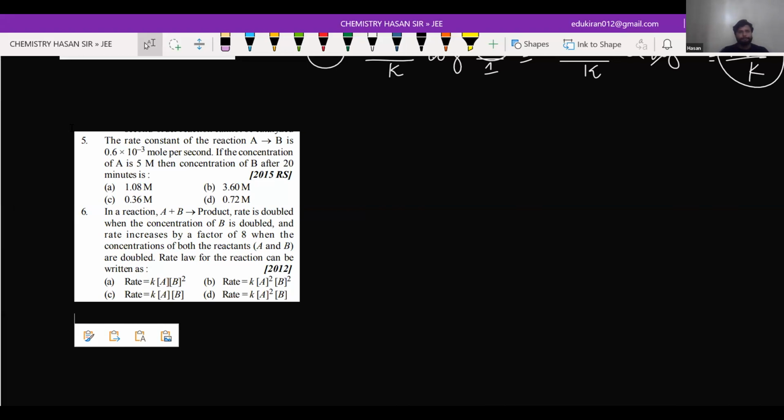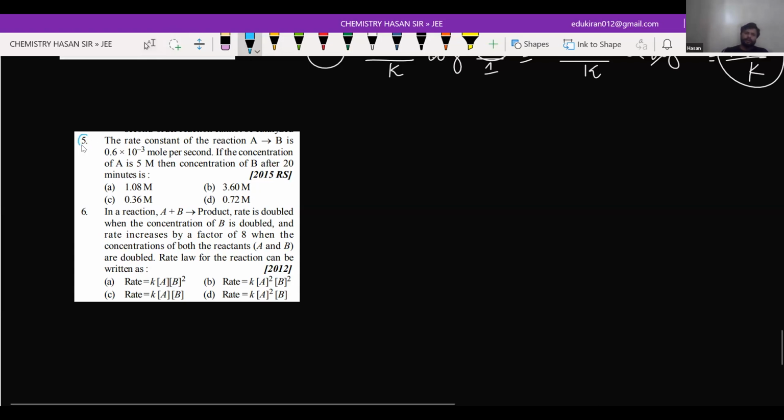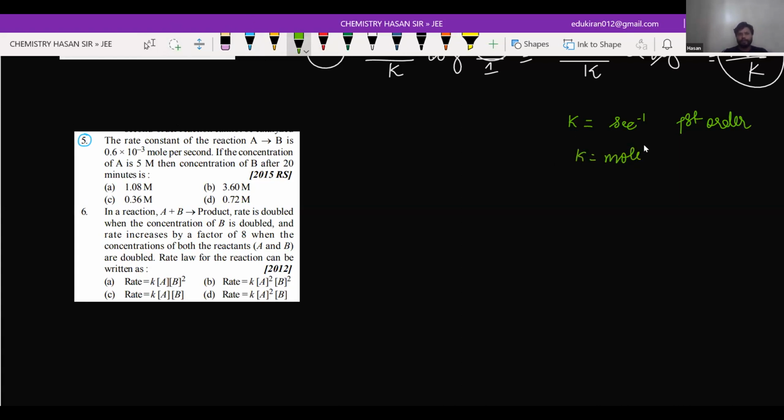Is there any answer for question number 5? Whenever the order of reaction is not given, you are going to look at the unit of the rate constant. If the unit of rate constant K is per second, then it is first order. You have studied this in the regular classes. If K has a unit mole per second, then it is zero order.